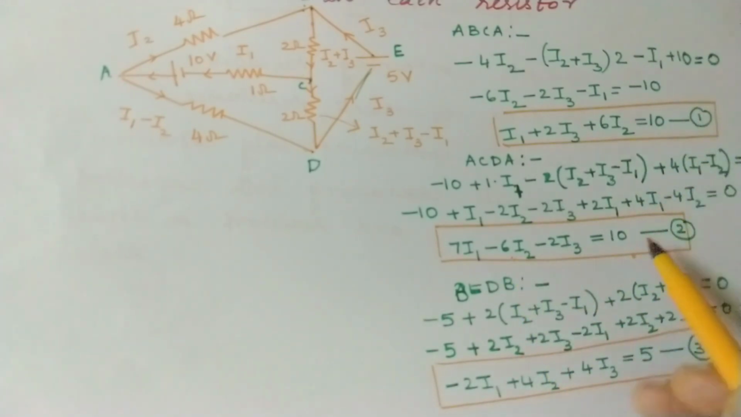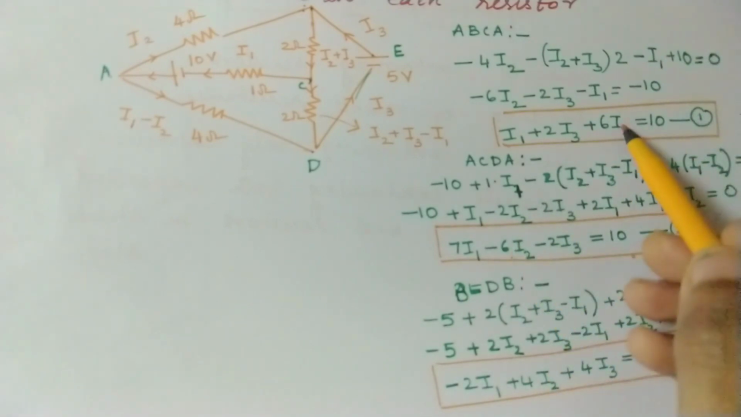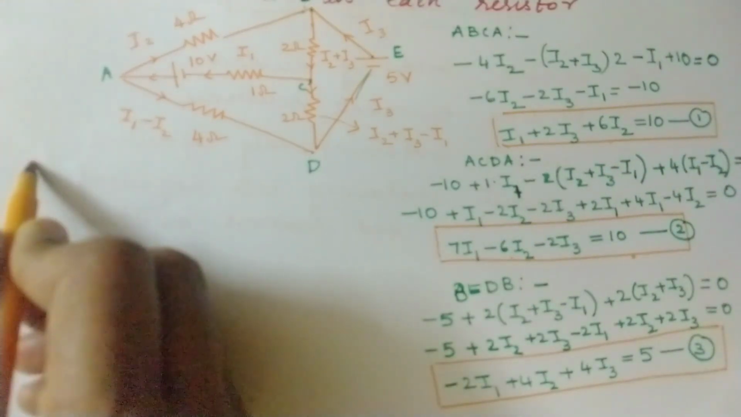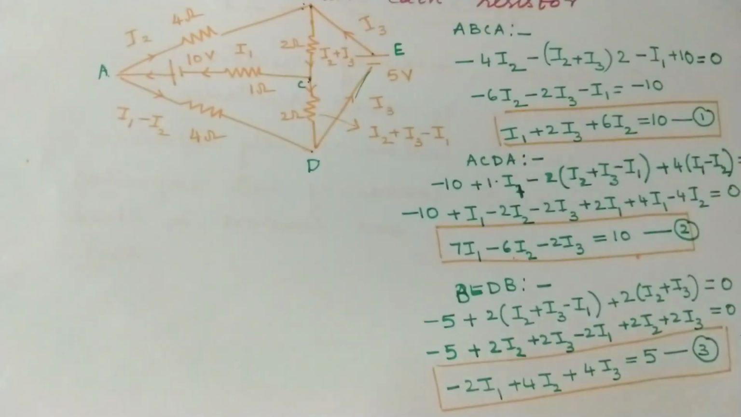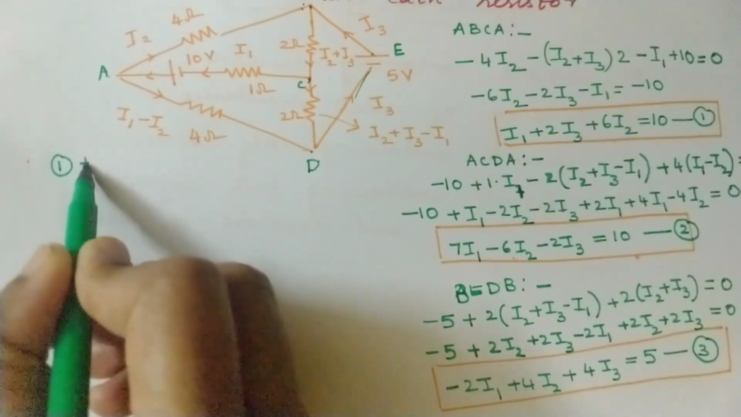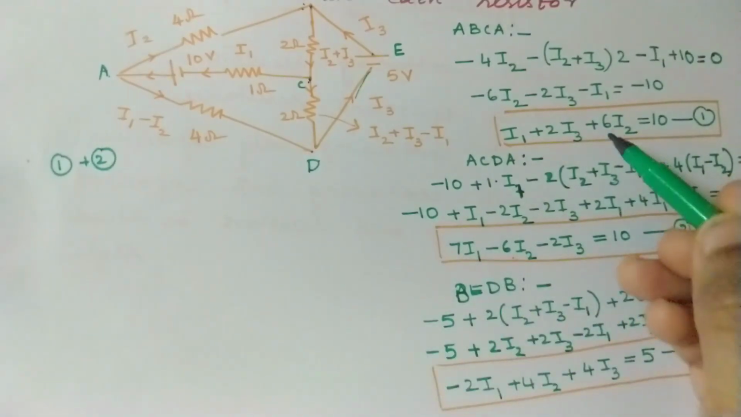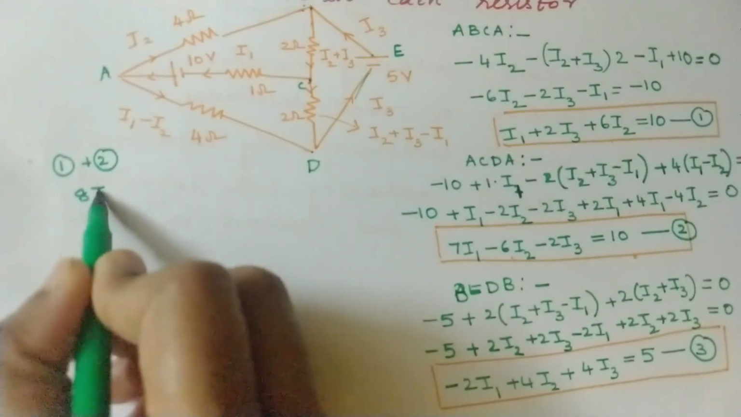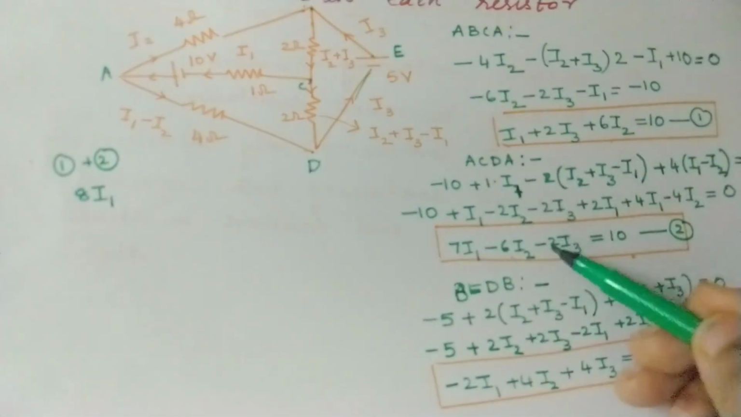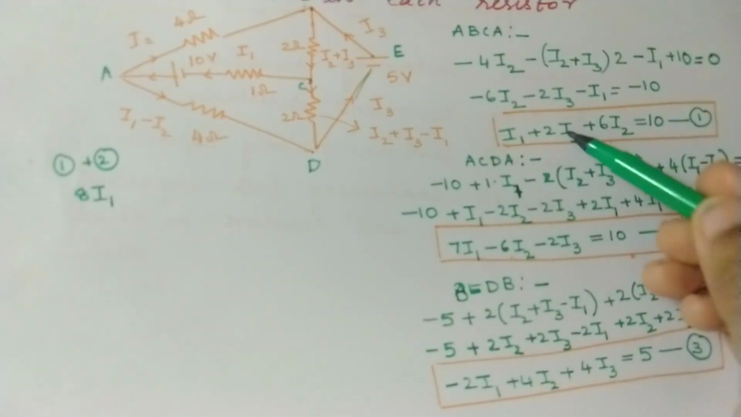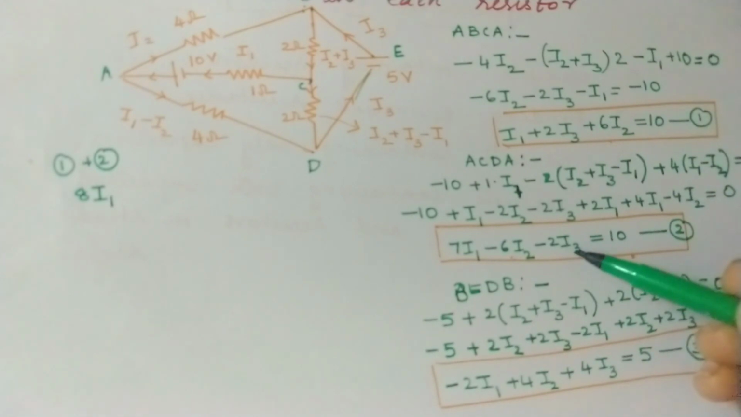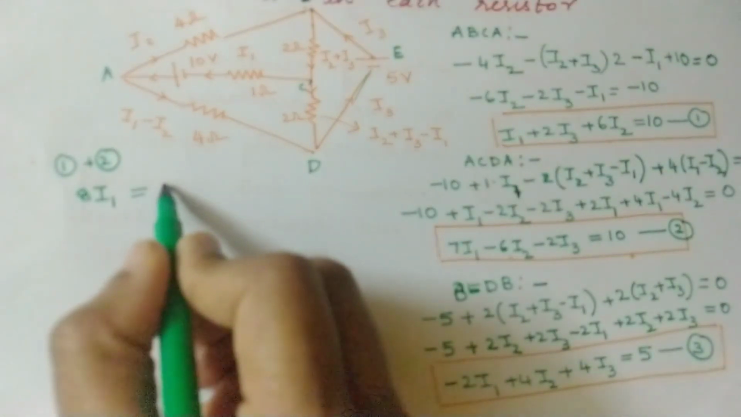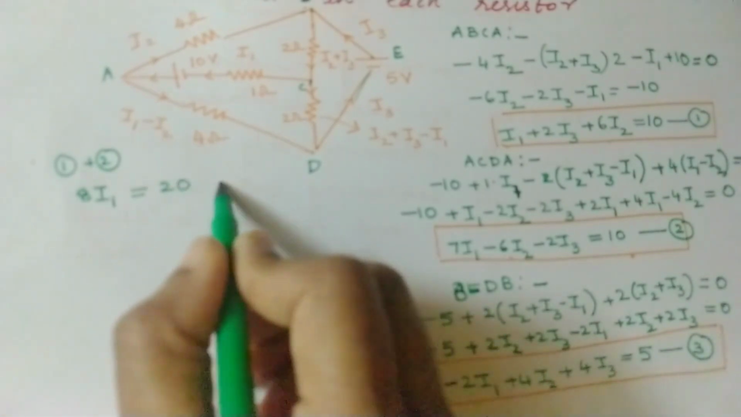So, adding 1 and 2. When you add 1 and 2, I2 gets eliminated. So, first do equation 1 plus equation 2. Add both of them. I1 plus 7I1, you will get 8I1. 6I2 minus 6I2 will anyway get cancelled. Plus 2I3 and minus 2I3 also gets cancelled. Should be equal to 10 plus 10, 20.